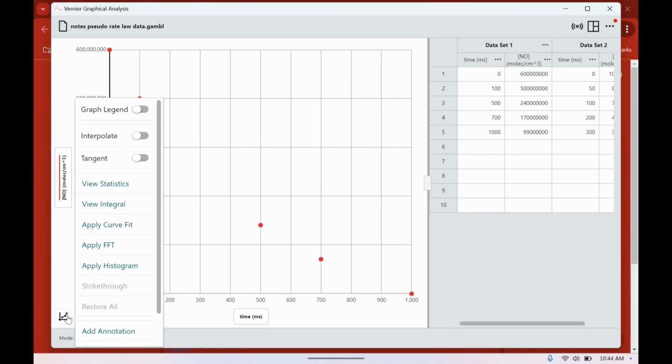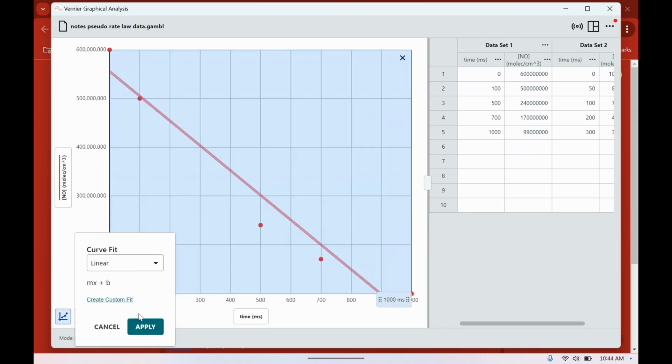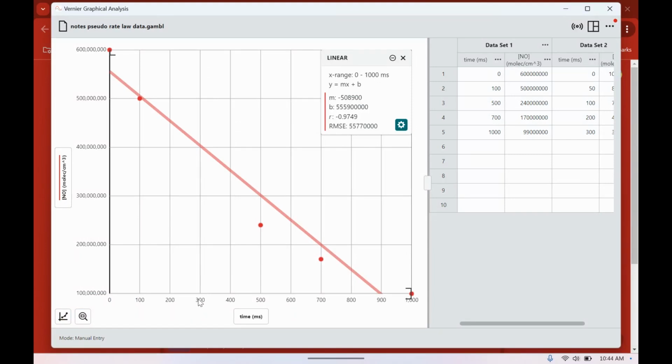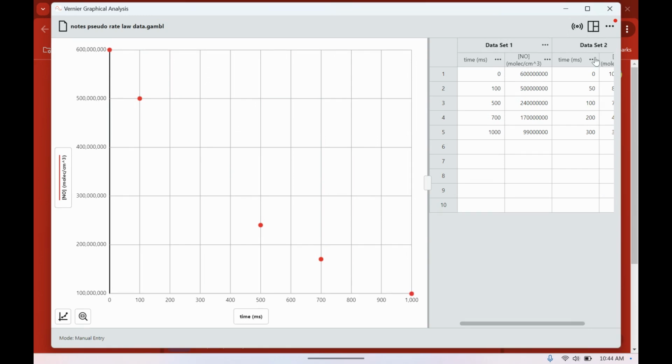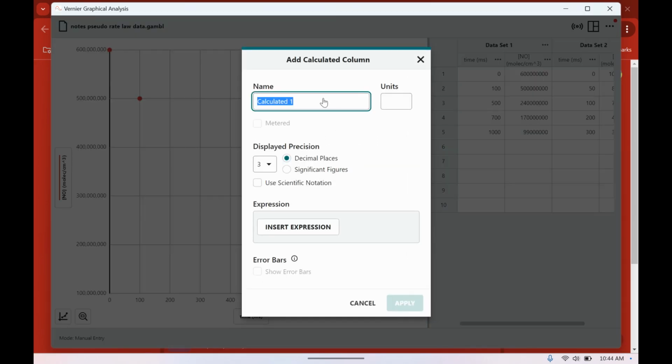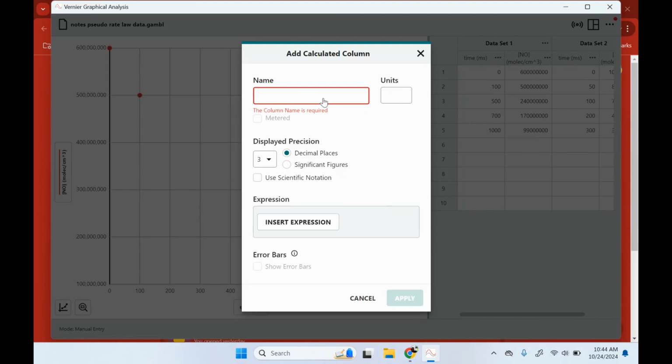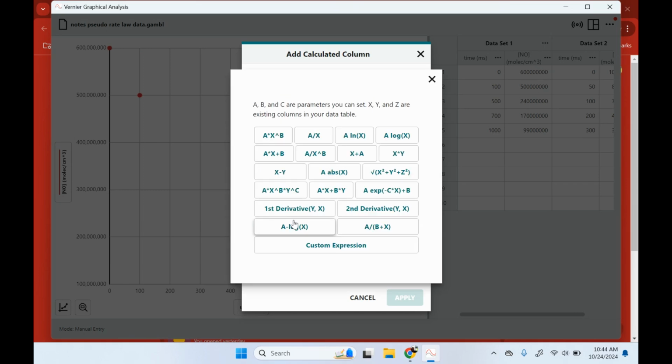It doesn't look linear. Let's just test it to be sure. Put a curve fit in here. In fact, the R value isn't good, and once the line is on there, it becomes pretty obvious that there's a curve to this. So let's see if it's first order. We can do that by adding a calculated column here. And that calculated column, we're going to make that natural log of concentration of NO. And if you take the natural log of something, it doesn't have a unit anymore. Stick this expression in here. This is what we want.